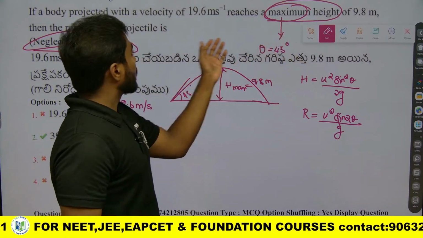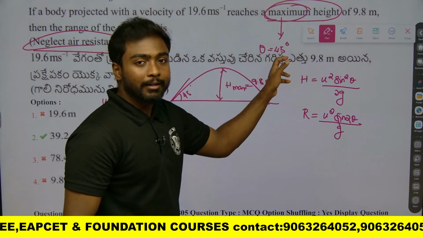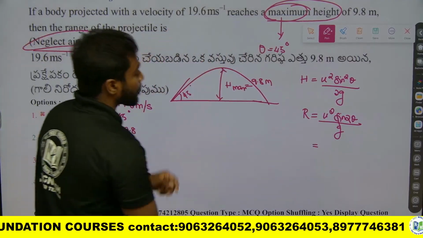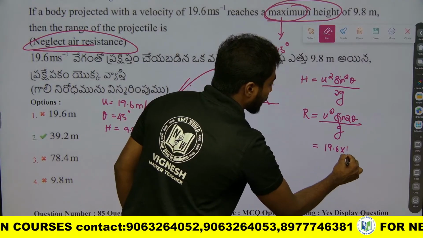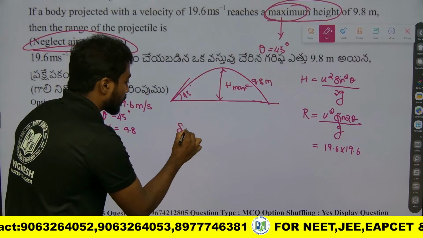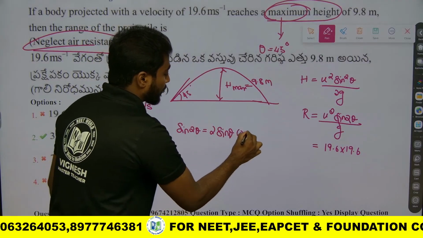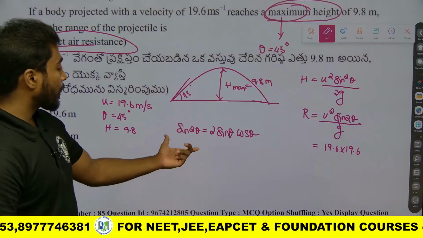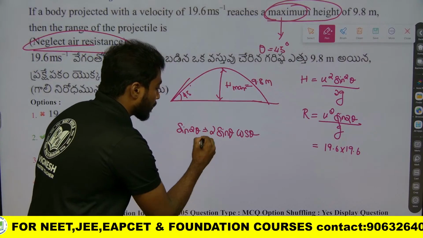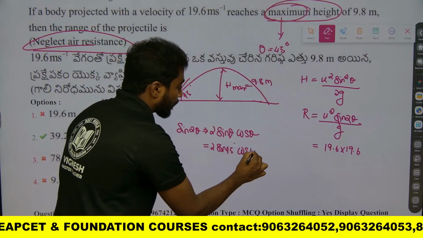What is the angle given? In the question the angle is not mentioned, but the term maximum has been mentioned. So I can say that theta is equal to 45 degree. So R will be equal to, u is nothing but 19.6, so 19.6 into 19.6, and sine 2 theta. Sine 2 theta is nothing but 2 sine theta cos theta, by the identity. Now I can substitute the angle here, 2 into sine 45 degree cos 45 degree.